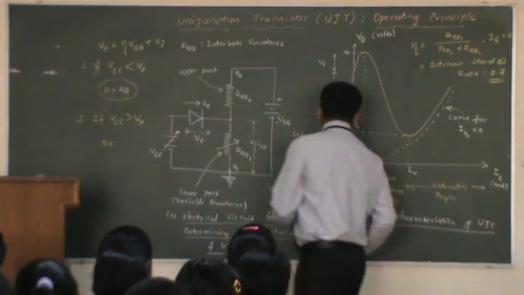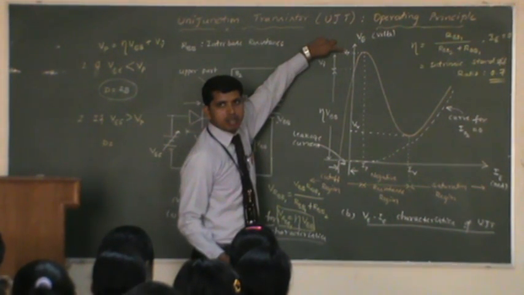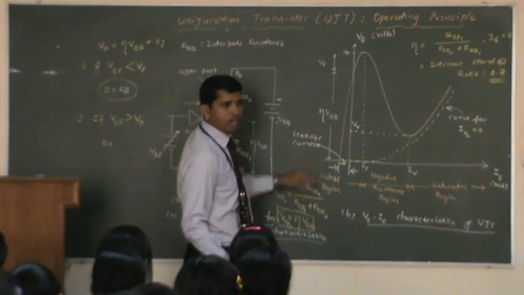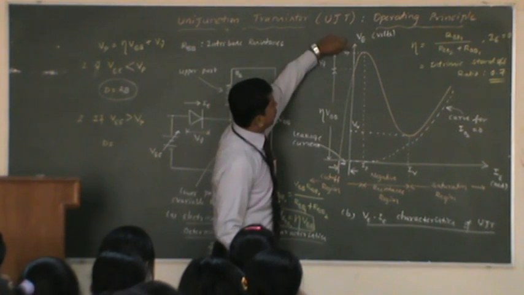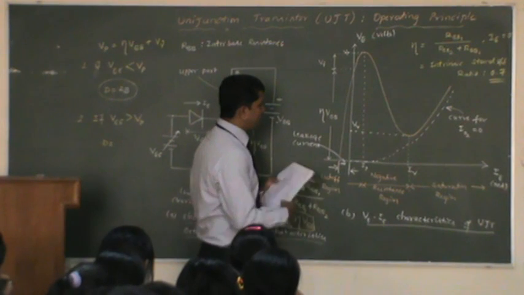Look now, as your voltage is very much less than Vp, Vp is here somewhere. This Vp is nothing but this V gamma plus this eta VBB. That means I am increasing my voltage up to here, until my emitter voltage reaches Vp. You can see that amount of leakage current.